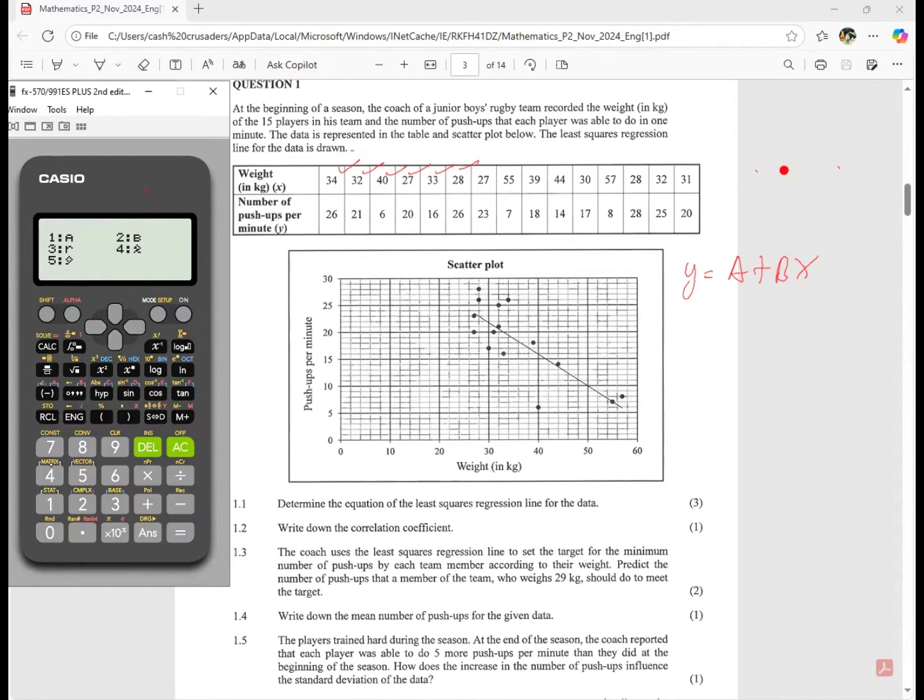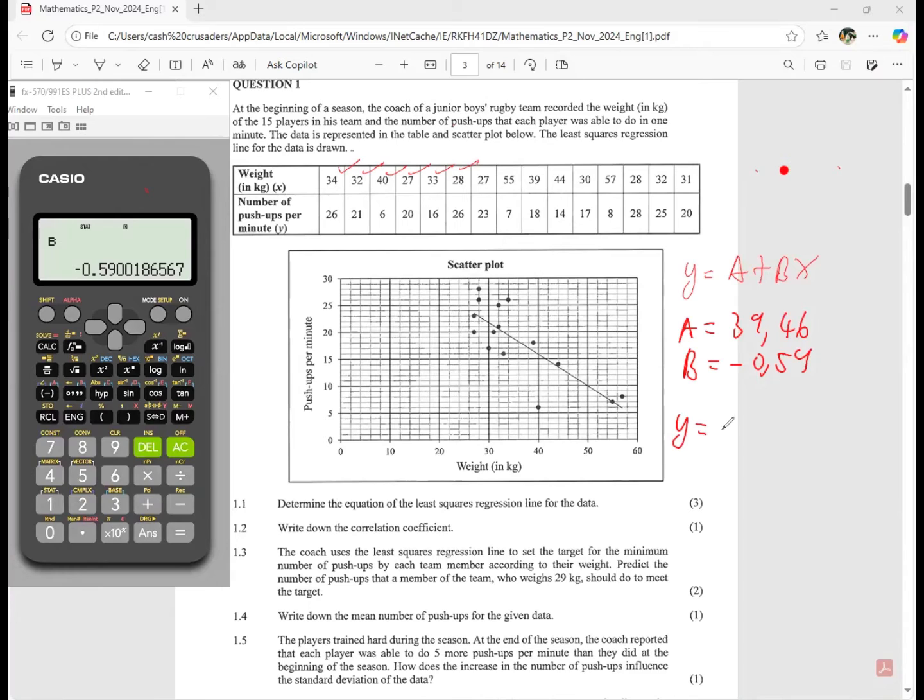So this is the a that you are looking for. Then you're going to say equal. So your a is equal to what? 39.46. You're going to round it to 2 decimal places. Then again, you're going to come over here, and again shift 1, and then regression. Now you're going to punch in your b value. So that's negative 0.59. Then you're going to write b is equal to negative 0.59.